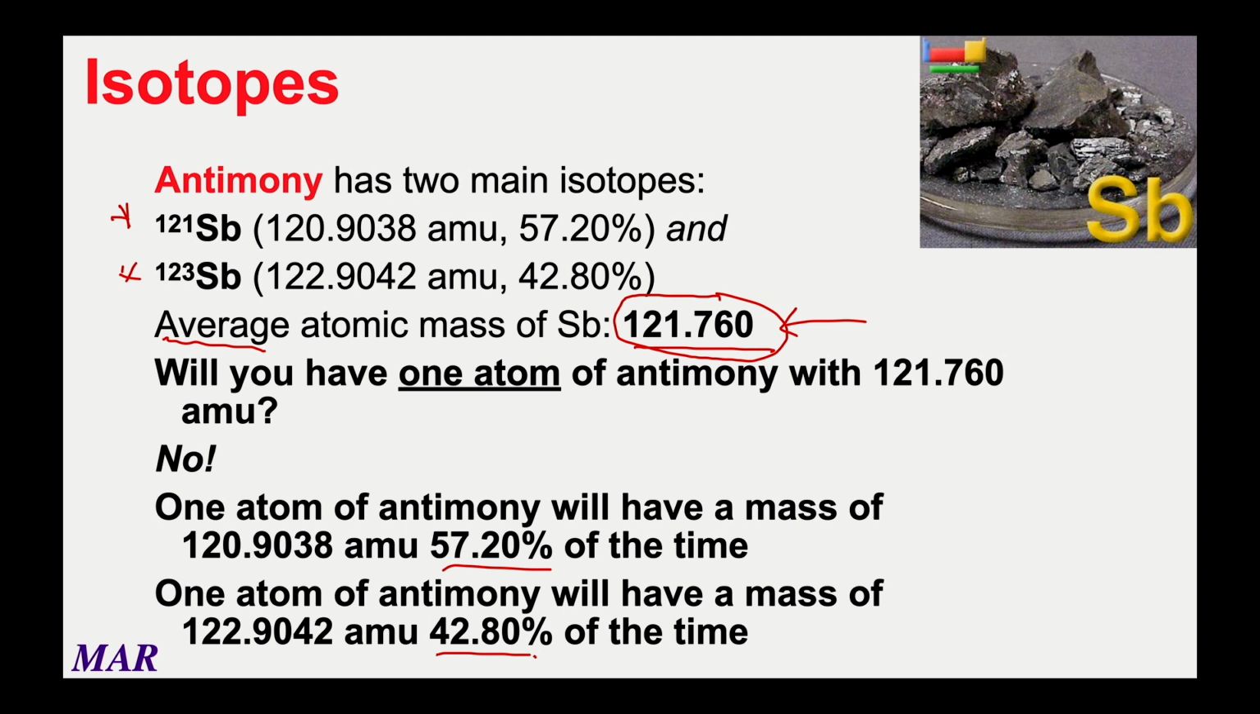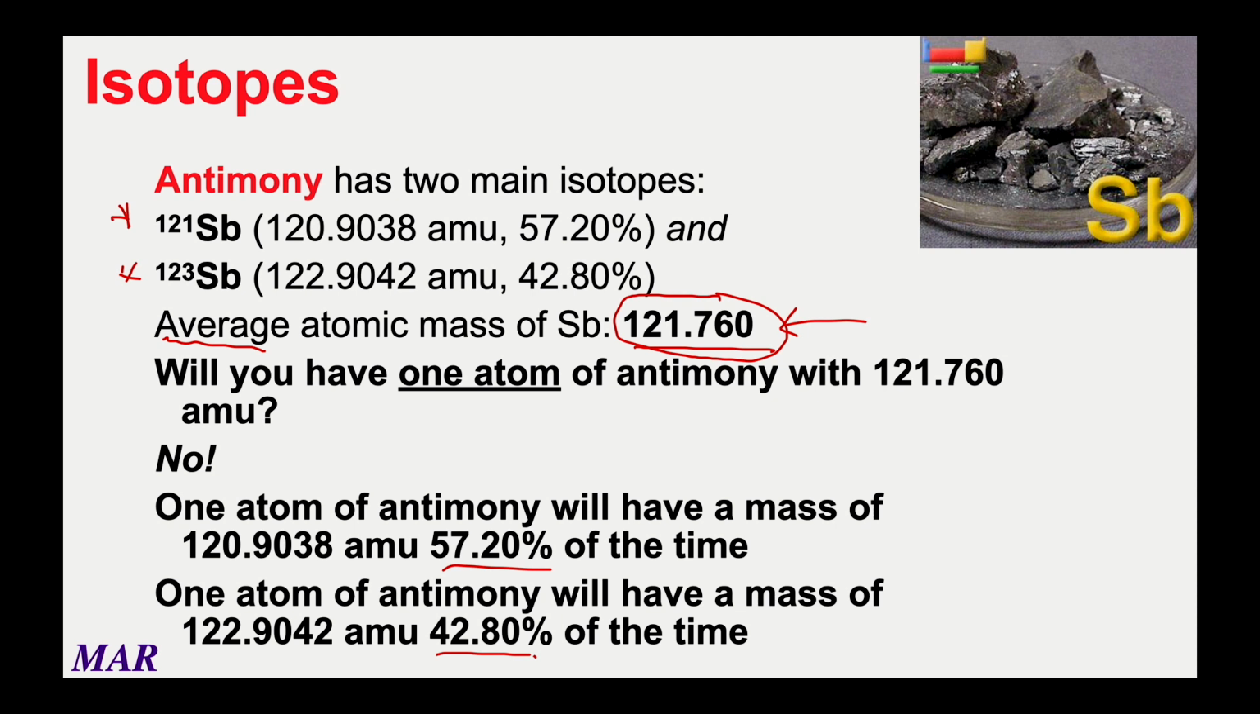So 121.7 is like the 2.5 kids. You're never going to have a family with half a kid. Sorry, it makes me think about it. Anyway, you're never going to have a family with half a kid. Definitely, you're never going to have an antimony atom with a mass of 121.760 AMUs. That's a statistically generated number.